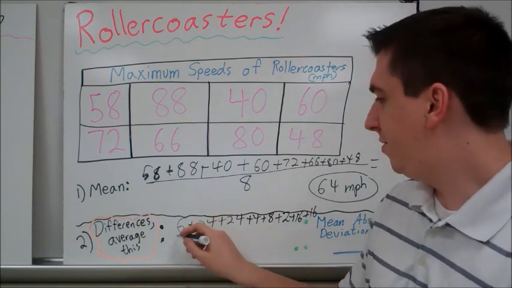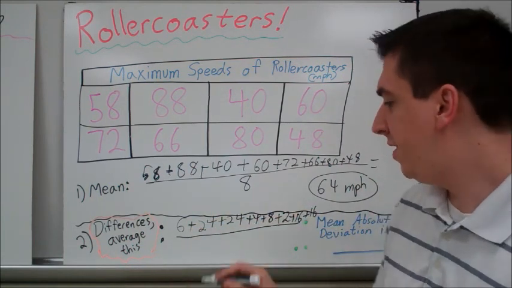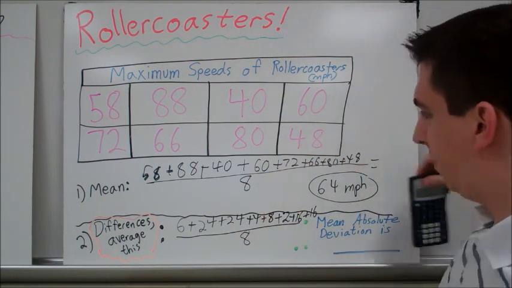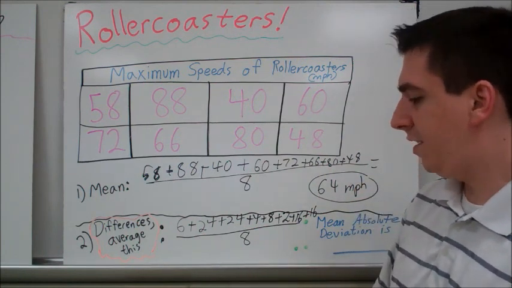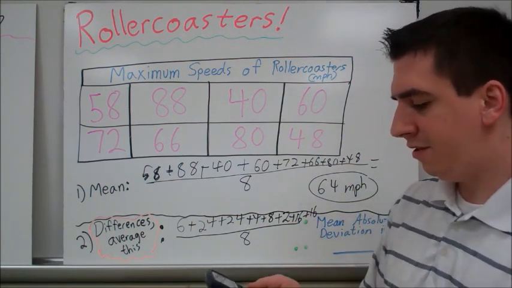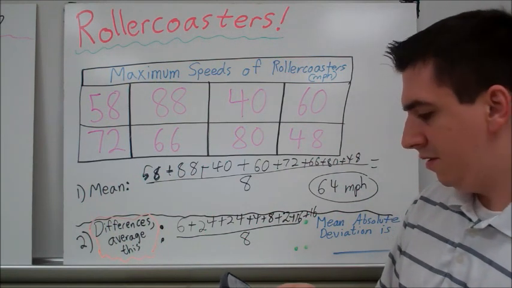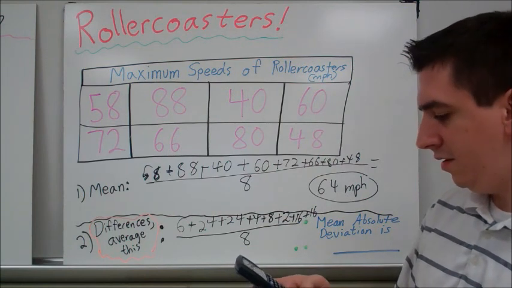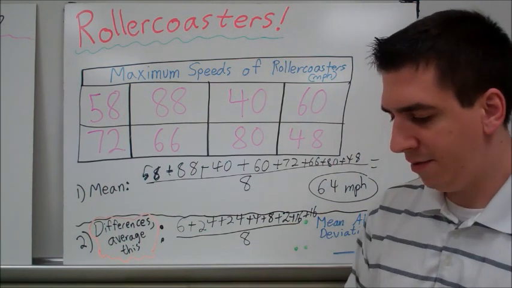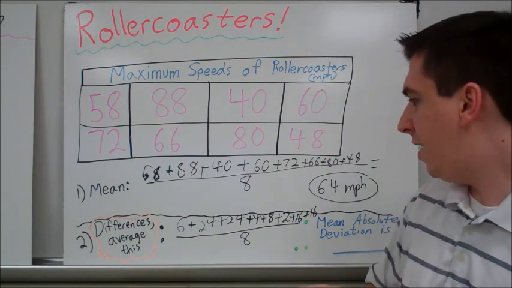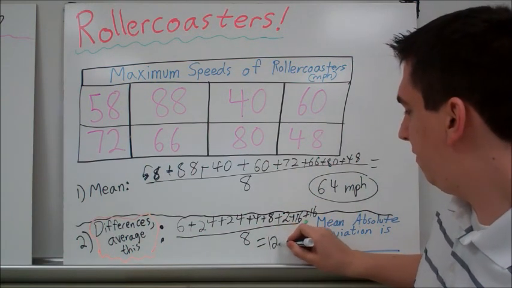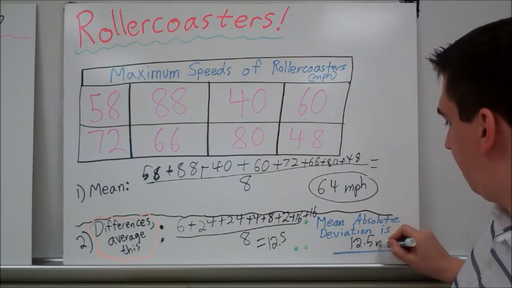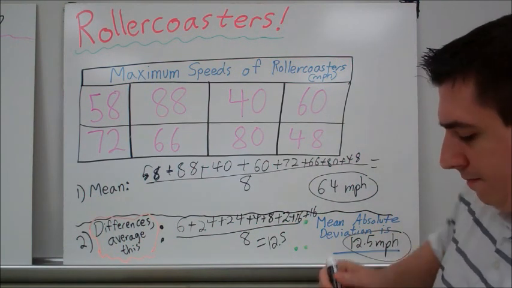Now we have to average these numbers again. So we're going to divide that by 8. Let's see what we get here. Again, we can add all these up, we know how to do that, but for adding so many numbers together, let's just use a calculator here. And remember to hit the equal sign when you get right here, and then divide by 8. So I got 12.5. Our mean absolute deviation is 12.5 miles per hour.